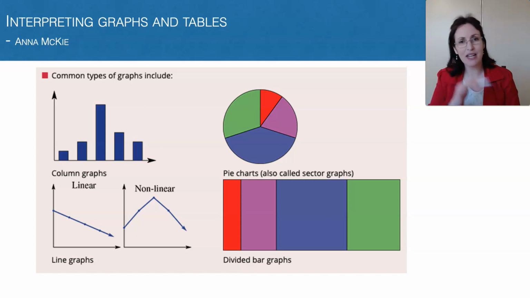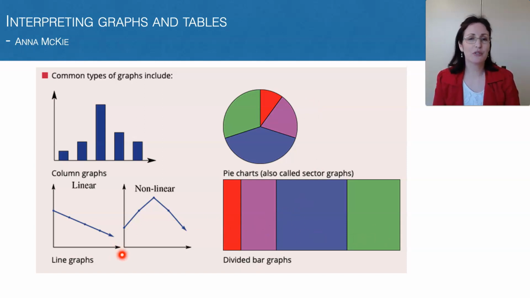And a refresher about the different types of graphs that we could have. So column graphs here, sometimes you'll see them called histograms. Sometimes column graphs have gaps in between. Sometimes they're next to each other. Sometimes they touch the vertical y-axis and sometimes not. It will depend on your data. What's this one called? We call that a pie chart or a pie graph, sometimes sector graphs, and that the whole thing represents 100%. We might have a divided bar graph here.